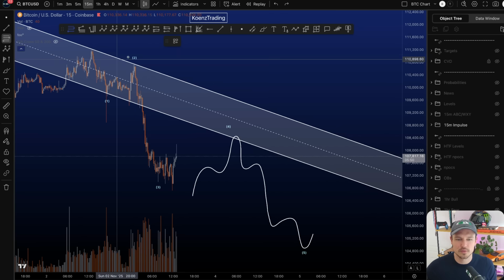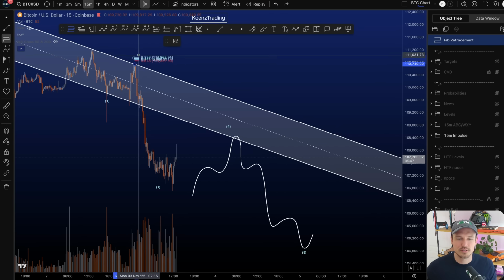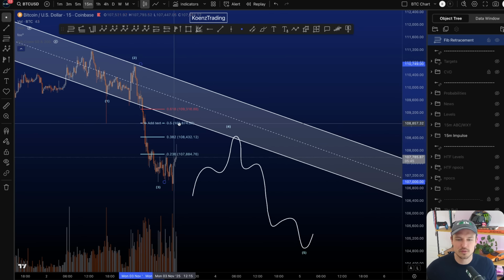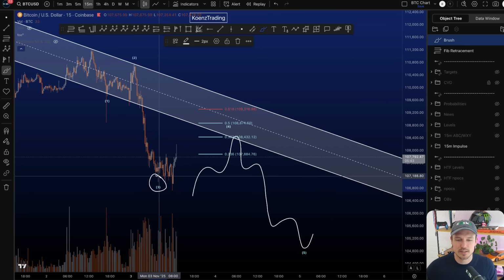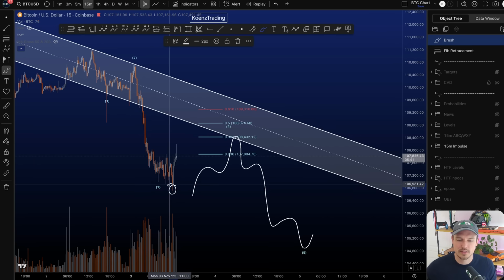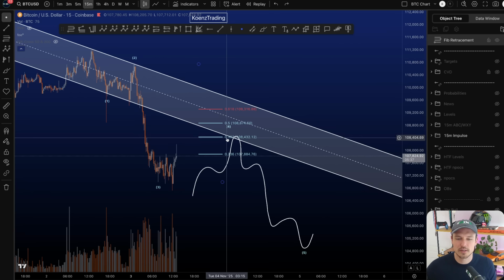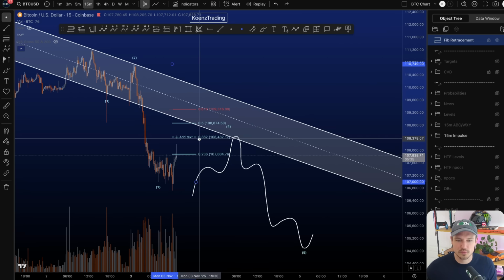Invalidation for this wave 4 is the 0.618 Fibonacci taken from the end of wave 2 to the end of wave 3. As you can see, I select the higher low just in case this low is corrective in a flat A, B, C. It also gives a little bit more wiggle room for the targets of a wave 4.